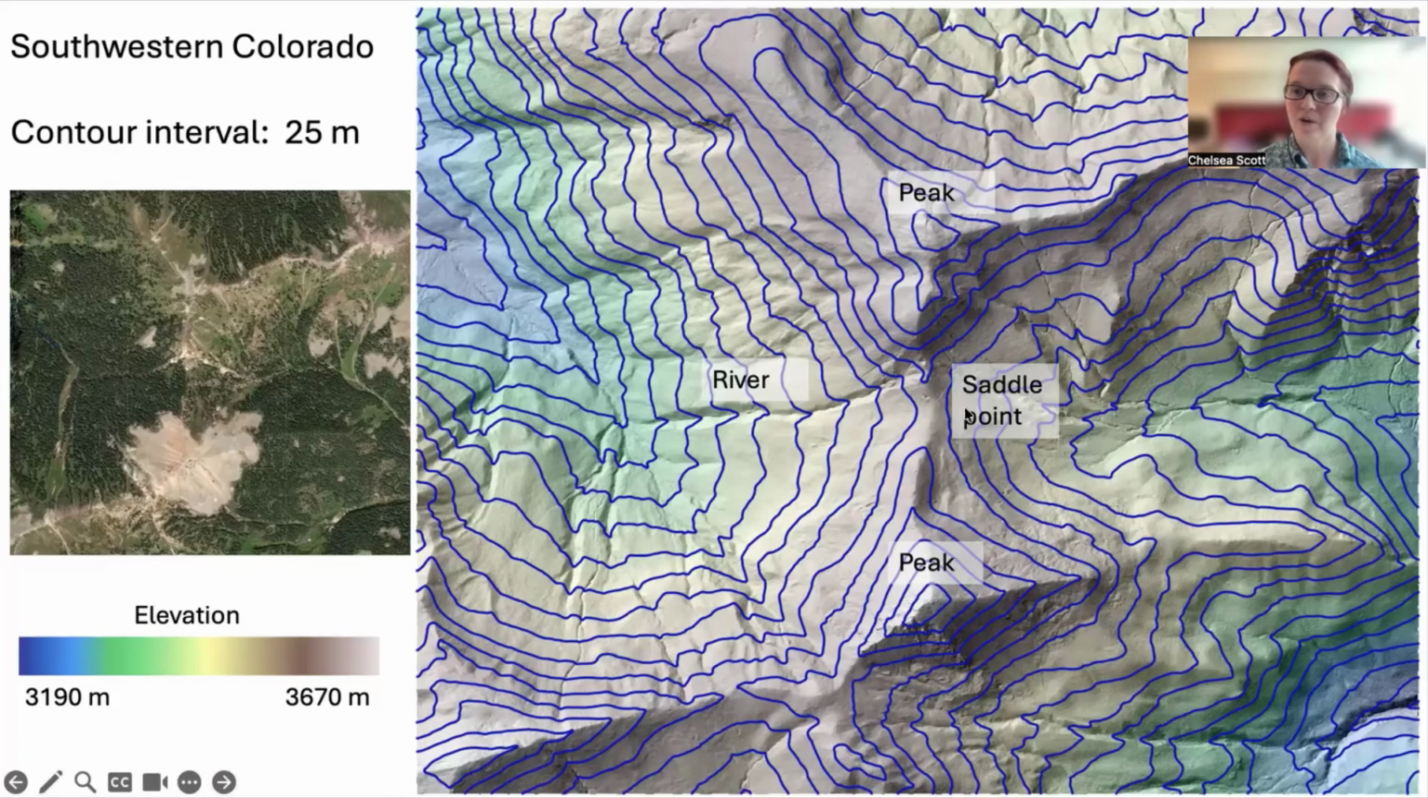And then here we have a saddle point. So this indicates both a local topographic high and minimum, depending on your direction of travel. So if we're going from peak to peak, this point here is going to be a topographic low. But if we're traveling in this direction, up the stream or river, and then down the opposite stream or river, this area is a topographic high.